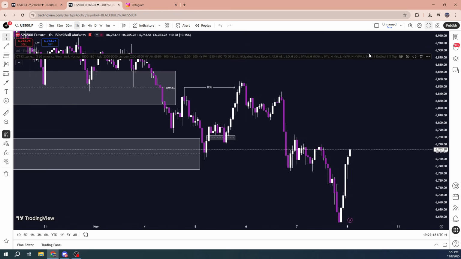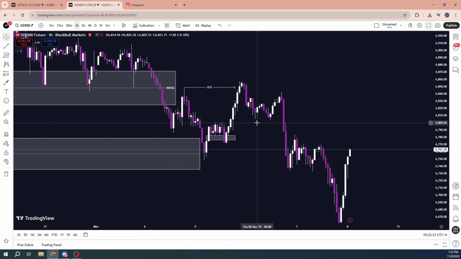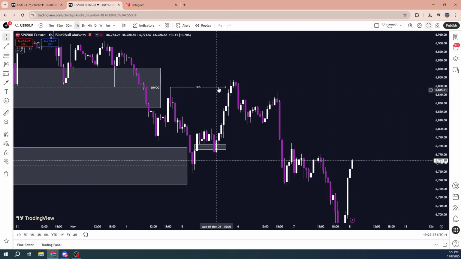And that's where the sessions come into play. If you are looking for setups, you have to look for setups during the correct times. Personally I use the London session and the New York session. I never trade outside of the sessions. I only use the London session open and the New York session, New York AM or New York PM.